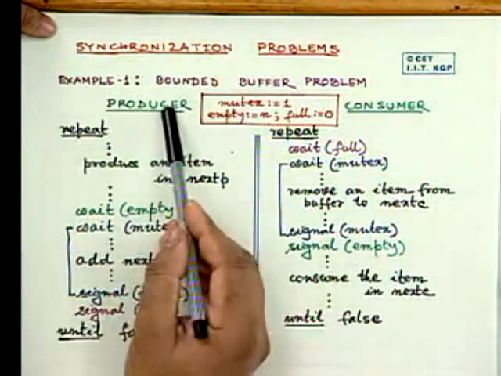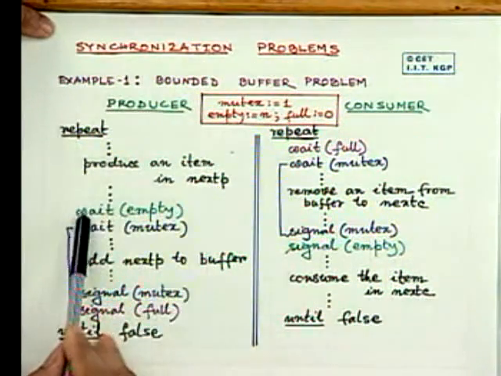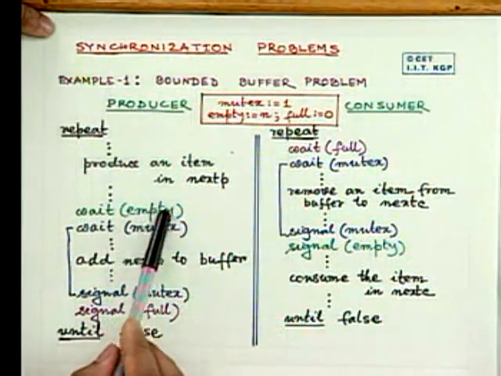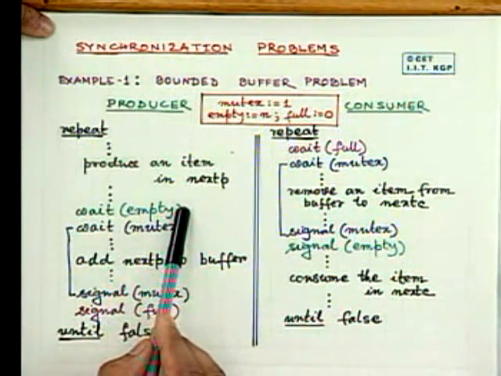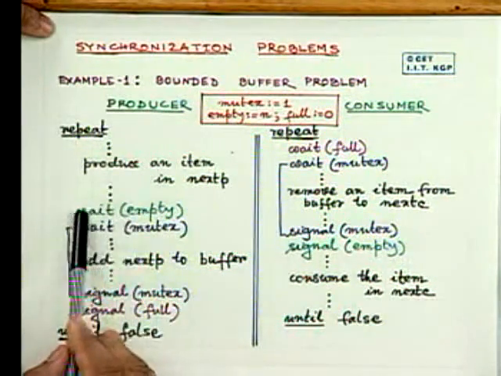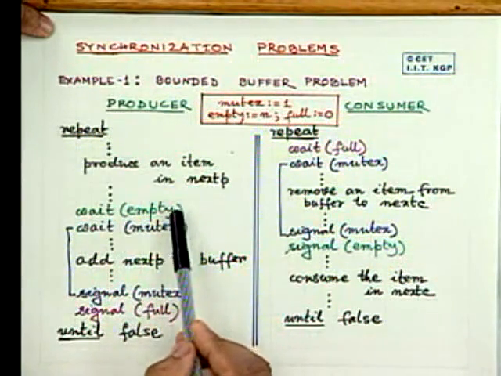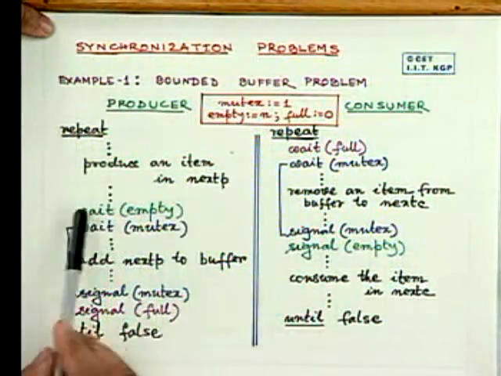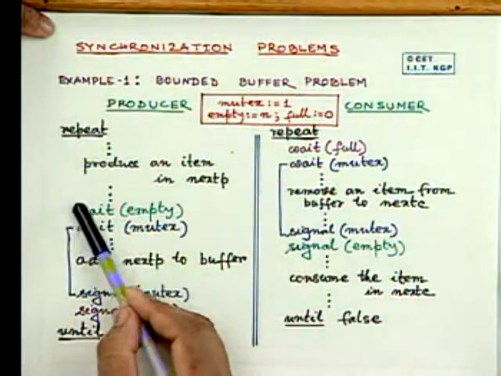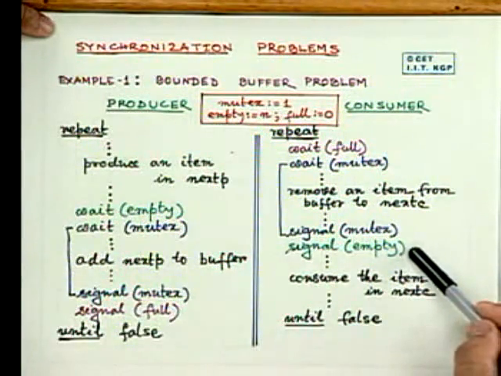Now let's see the producer process. It produces an item in next P, then it waits on empty, right? That means if it finds that there is no empty space, then naturally it has to wait. And waiting, in terms of our redefined semaphore operations, means it has to go to sleep, to be woken up. It will wake up on signal empty, right?